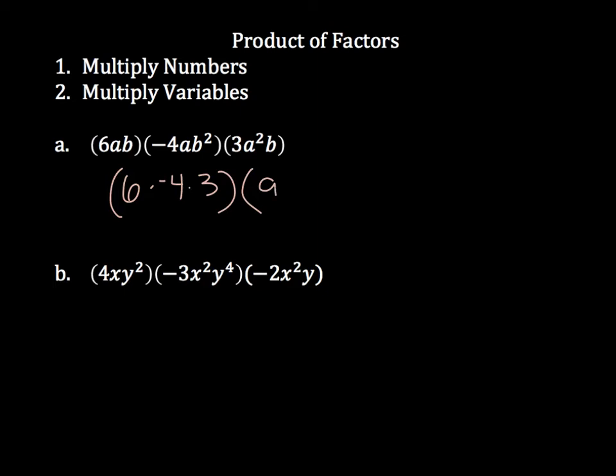So A times A squared, and then B times B squared times B. So you don't even need to write out this whole step like this. If you can do it in your brain, that's fine. 6 times -4 is -24 times 3, 24, 48, 72. So we have -72.